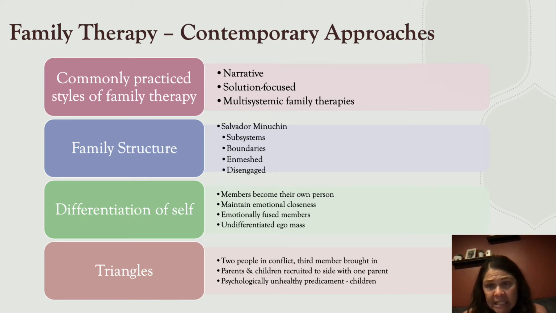Salvador Minuchin emphasized that to improve structures means improving the functioning of individual family members. He said we have to look at subsystems. There's the parental subsystem, the siblings are a subsystem, and then the relationships between parent one and child one, and parent two and child three, are all subsystems as well. We need to pay attention to those to understand the functioning of the individual members. Boundaries have to be paid attention to as well.